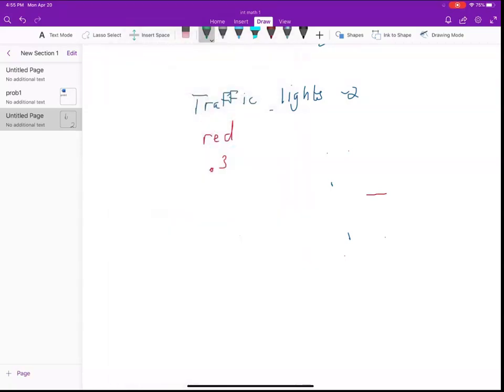There we go. So to have a green light, okay, we're going to have 0.7. So what happened to the yellows? Now we're not going to pay attention to them. All right, we're going to make a tree diagram of this situation.